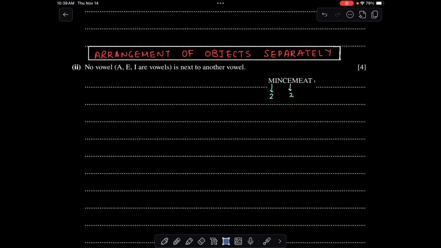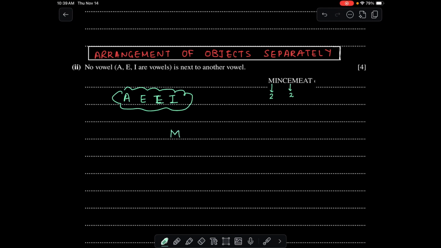So in mincemeat, we have A, E, I, and there are 2 E's, remember, and 1 I. These are all the vowels and they should not be next to each other. So what we can do here is, let us write down the remaining letters.